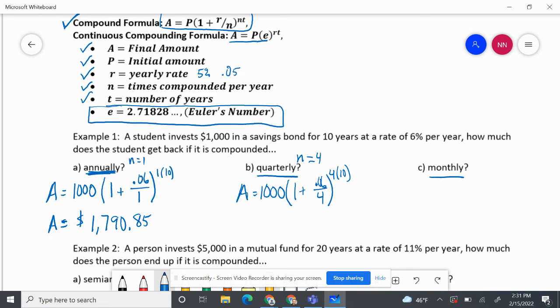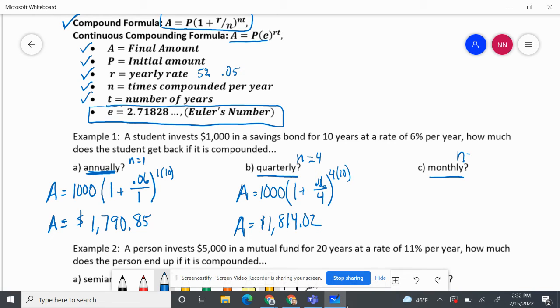First thing that we're going to do is take our 0.06. We're going to divide it by 4. Then we're going to add the 1. So right now we have 1.015, and we're going to raise it to the 40th power. That gives us 1.8140. We're going to times it by 1,000. And our final amount is $1,814.02.